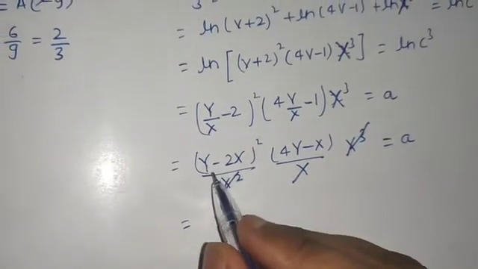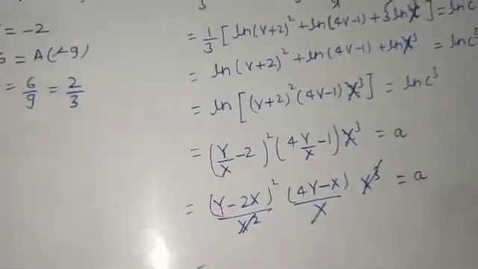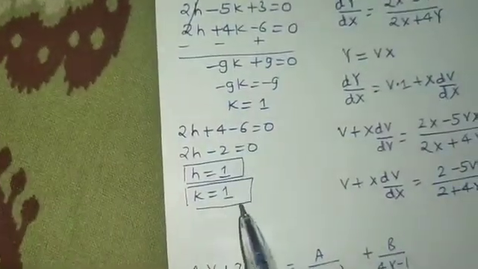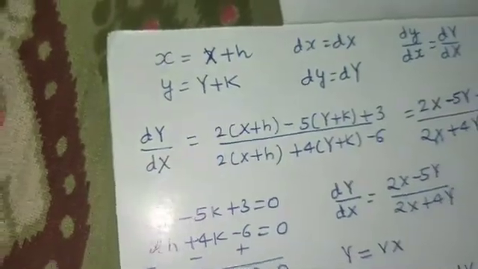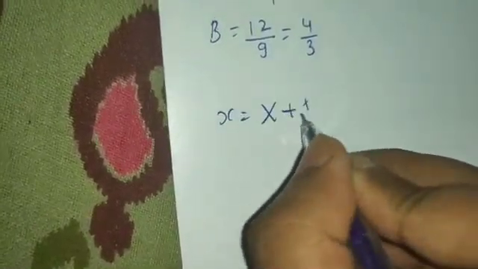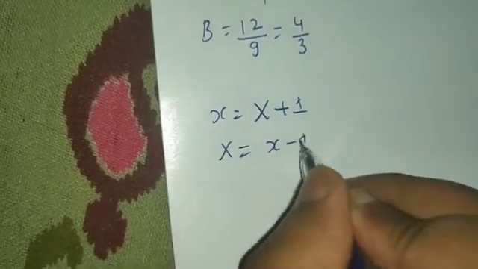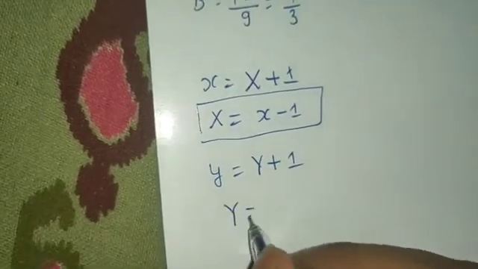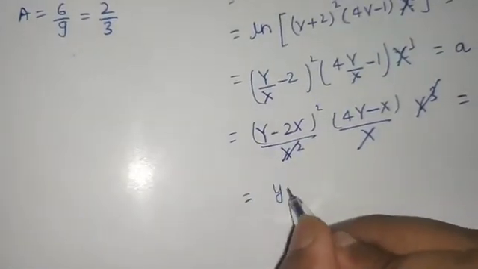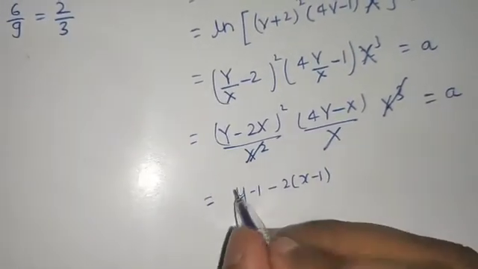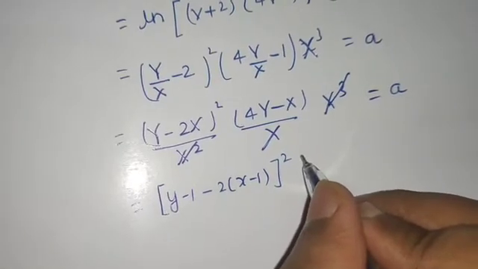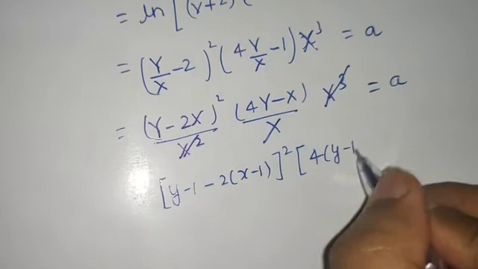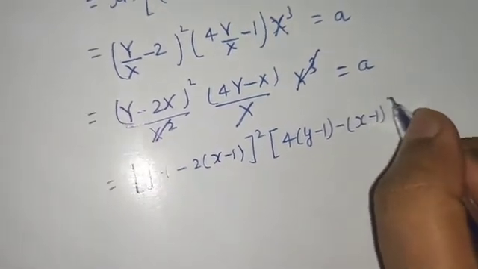So we are getting now what is our y and what is our x. For that, here h is 1 and k is 1. This was a substitution. Small x was capital X plus h, and h is 1. So from here you are getting capital X as x minus 1. Small y was capital Y plus k, k is also 1. So capital Y is y minus 1. So x minus 1 and y minus 1. So (y minus 1 minus 2 times x minus 1) its square, then we have 4 times (y minus 1 minus x minus 1) equals to a.